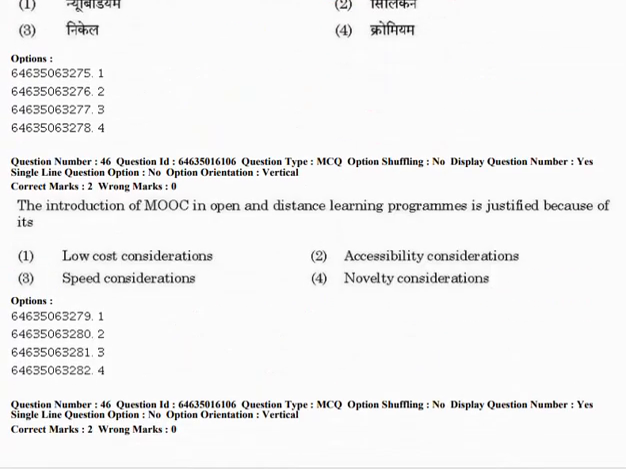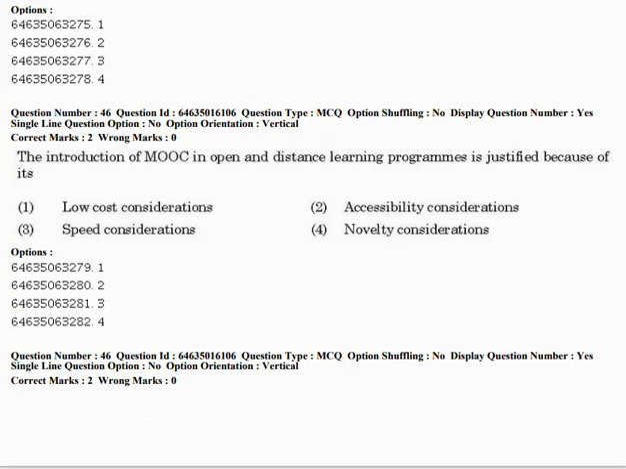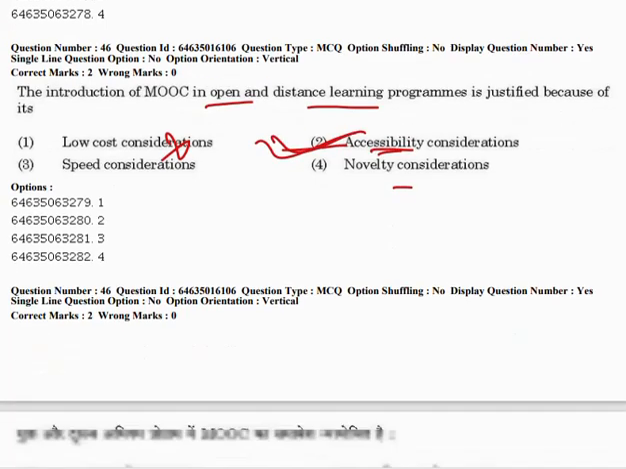45. Which of the following material is widely used in solar cell fabrication? Silicon. 46. The introduction of MOOC in open and distance learning program is justified because of its accessibility consideration. कॉस्ट तो लो नहीं है, speed consideration नहीं, novelty consideration भी नहीं, accessibility consideration will be correct answer.